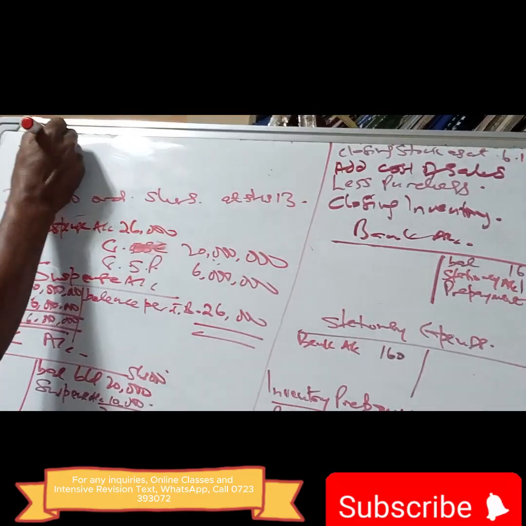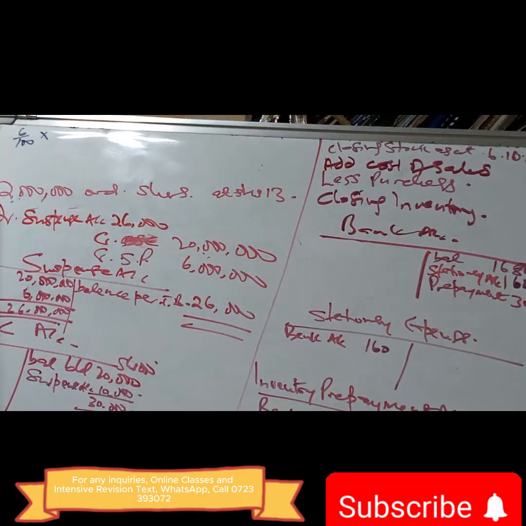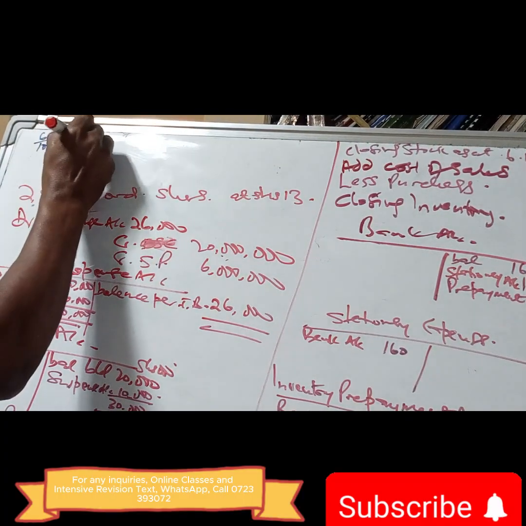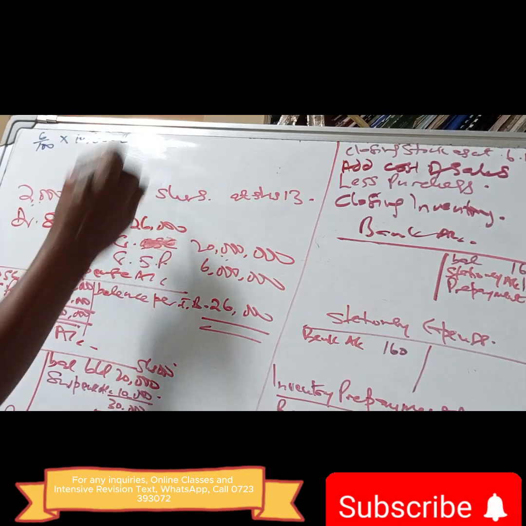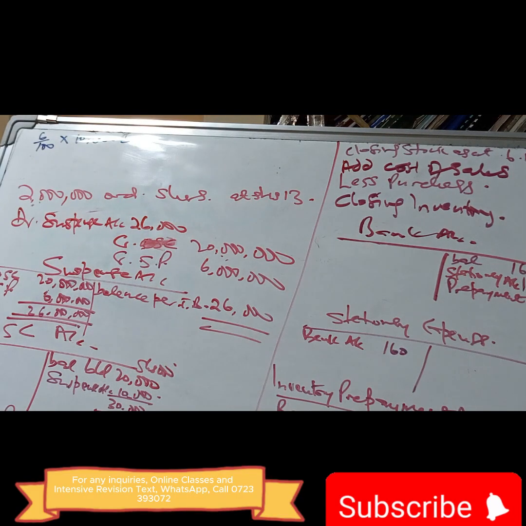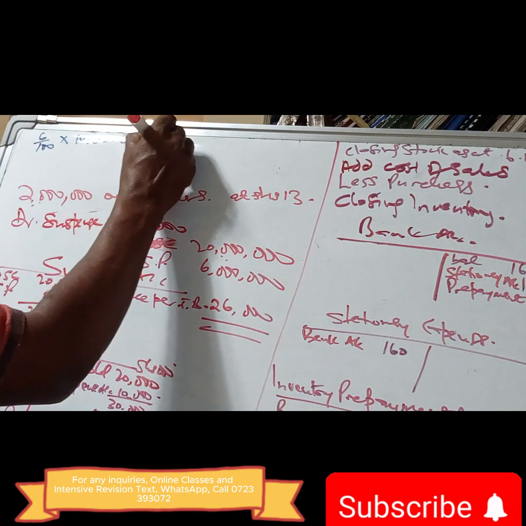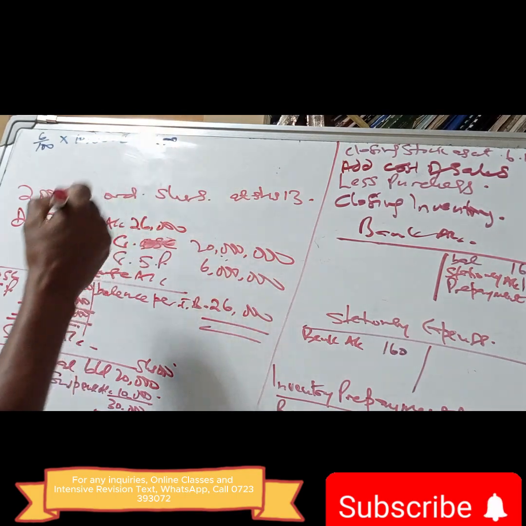6% debentures, and the total debenture is 10,000. The total interest expense is 6% of 10,000, which is 0.06 times 10,000, which is 600.